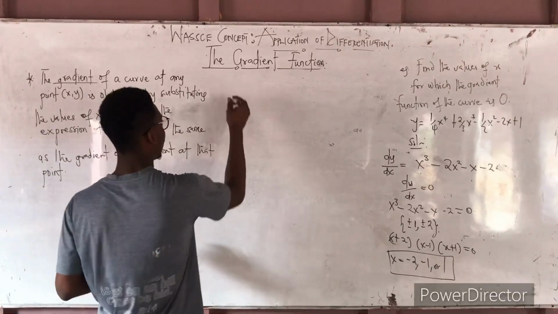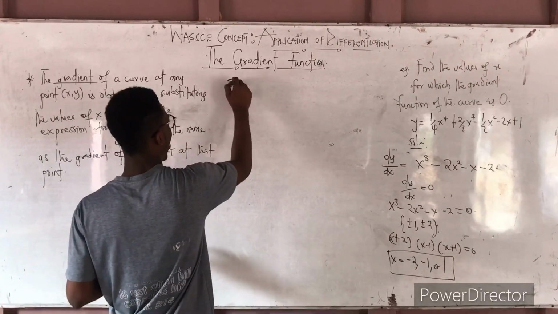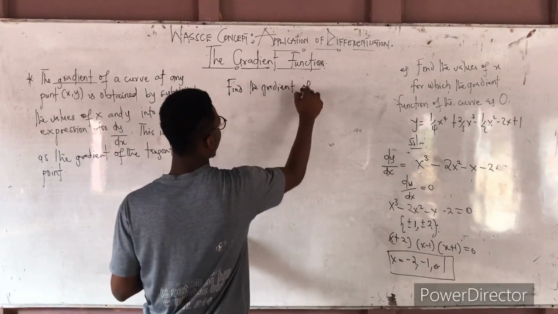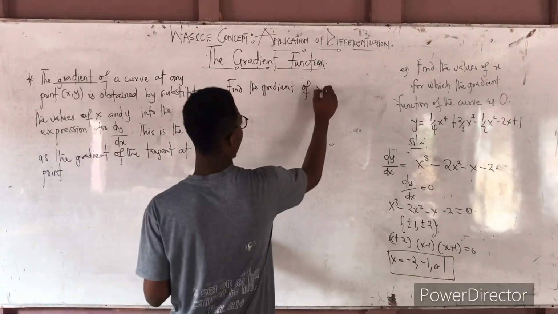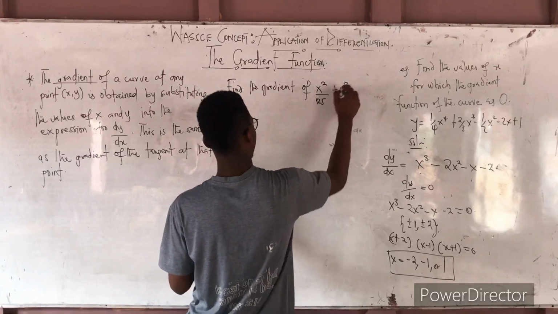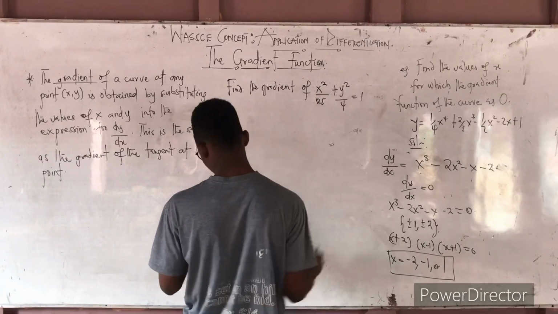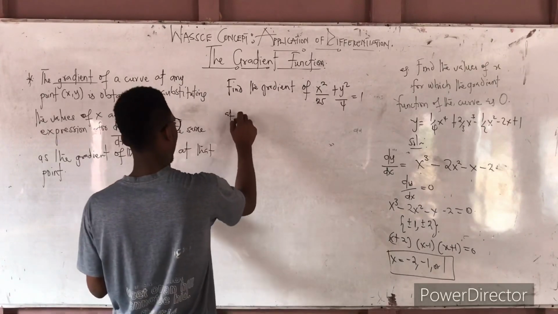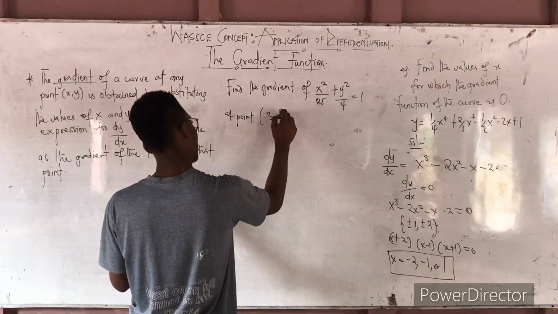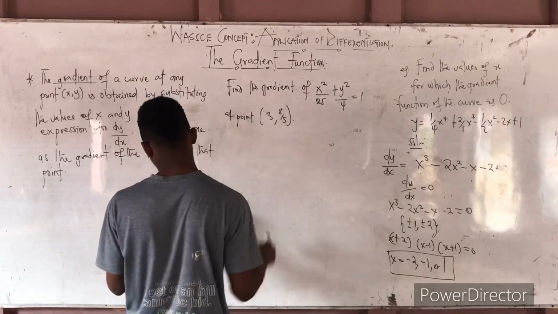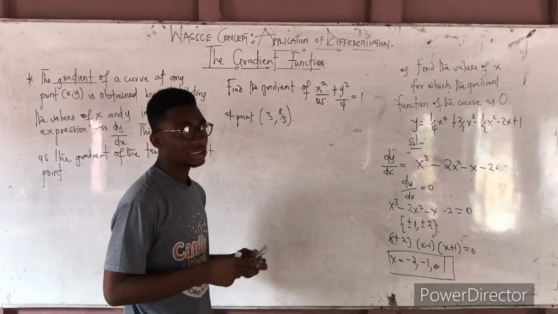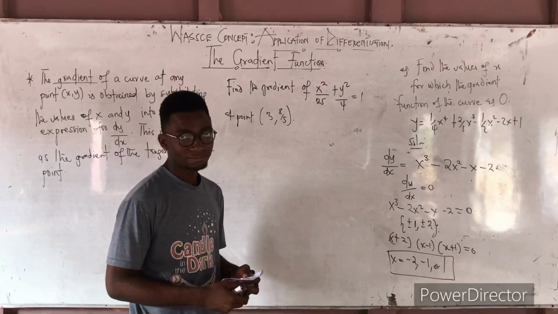Find the gradient of x squared on 25 plus y squared on 4 is equal to 1, at the point 3 and 8 on 5. At the point 3 and 8 on 5. So you can pause the video, try your hands on it, and come back for the answer.